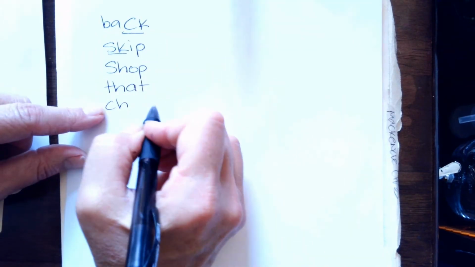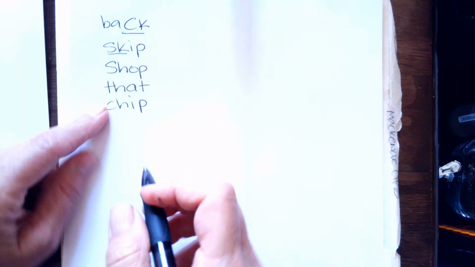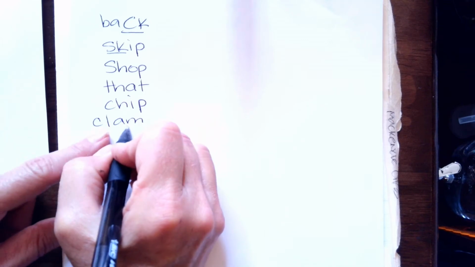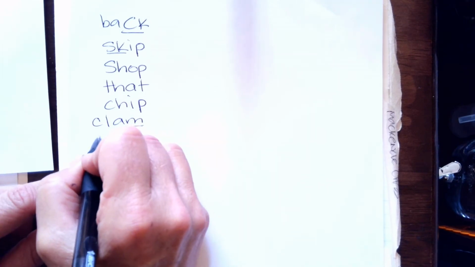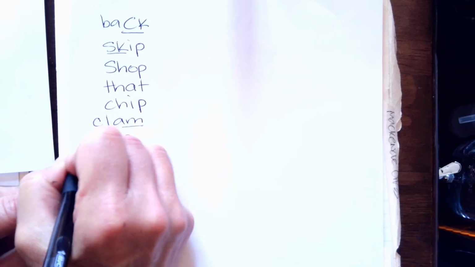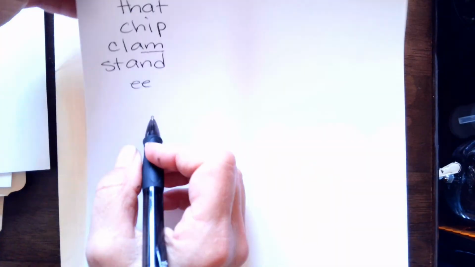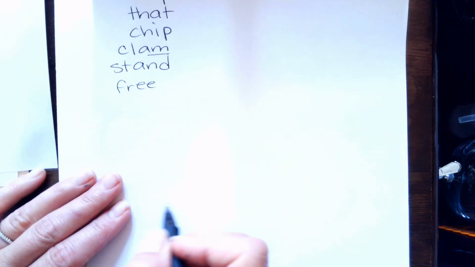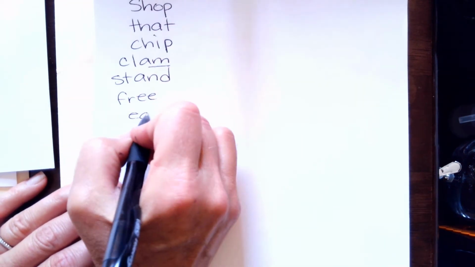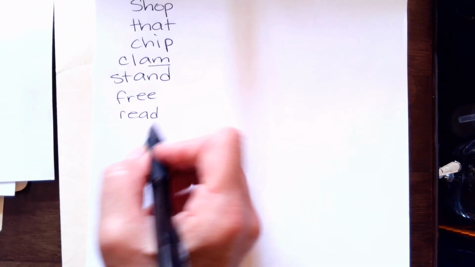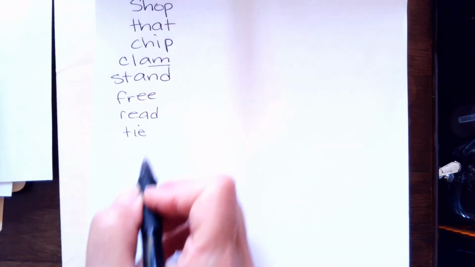CH makes ch like chip. AM makes am like clam. AN makes an like stand. EE makes e like free. EA makes e like read. IE makes I like tie.